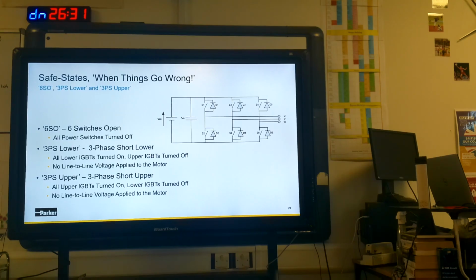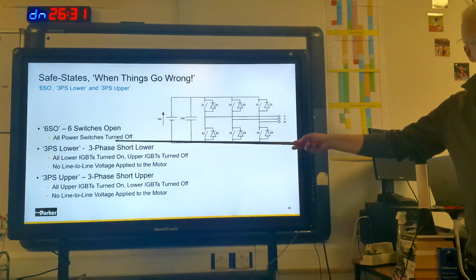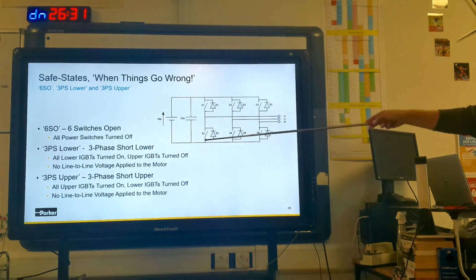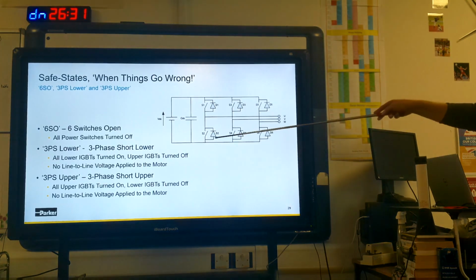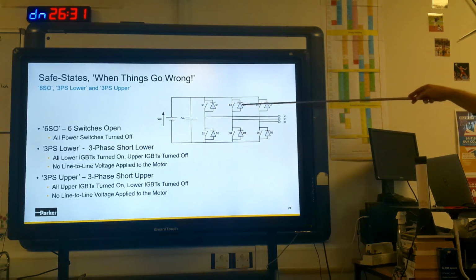So there are some other safe states. And you've already met these, the three-phase short circuit lower, where we basically short the motor out by turning on all the bottom power devices, or the three-phase short upper.